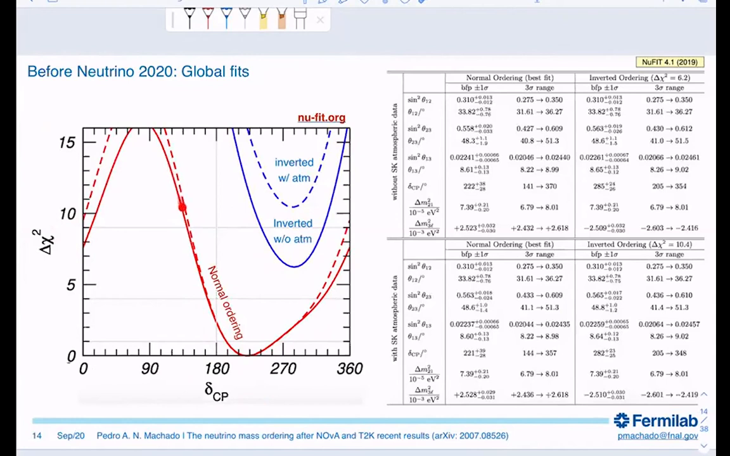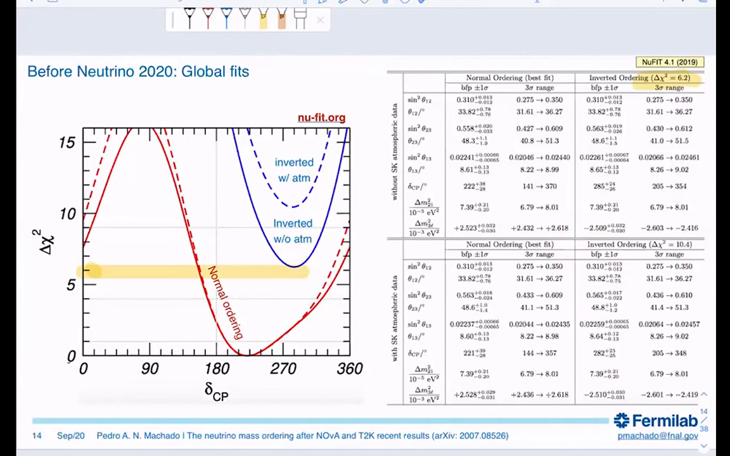So you see that normal ordering is preferred, and inverted ordering is actually rejected at, let's see, delta chi-square of 6 or so. Oh yeah, they have it written up here. Delta chi-square of 6. So there was a somewhat strong preference for normal ordering coming only from everything but atmospheric neutrinos. When you add atmospheric neutrinos, it adds more on top of that. And then the preference for normal ordering was a little bit above 3 sigma, okay?